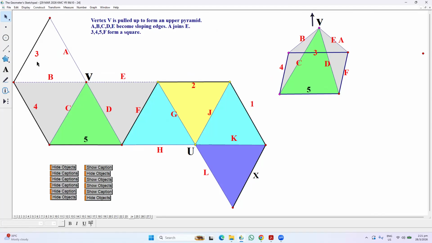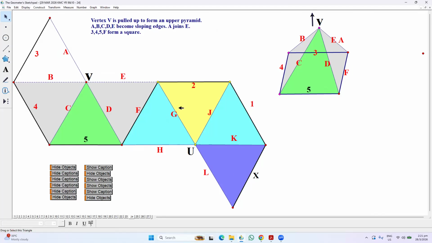The unshaded triangle has edges A and B, sloping edges. So 3 is the base. 3 is the base. So the square is formed by the edges 3, 4, 5, and F.